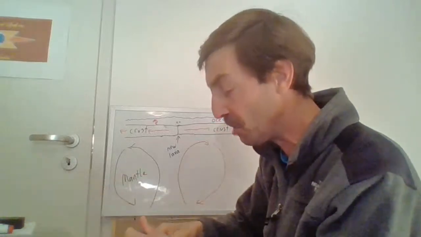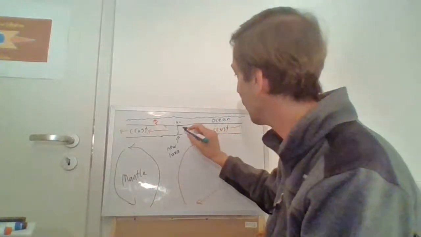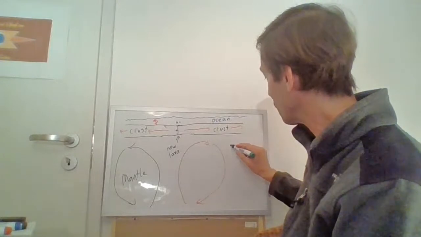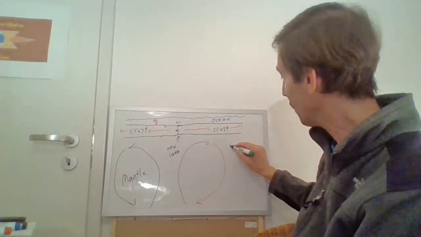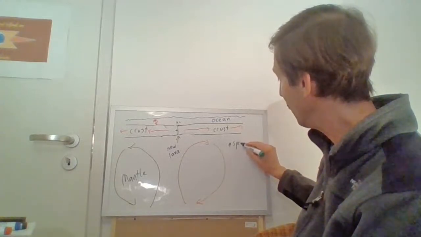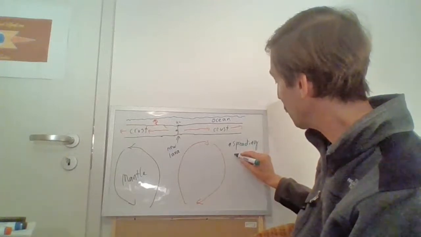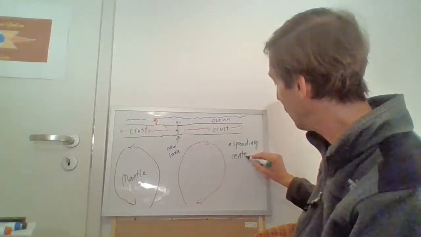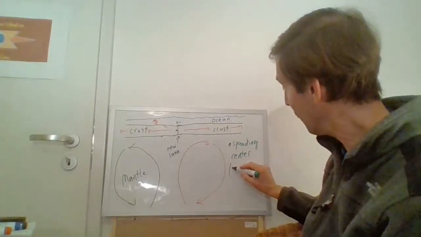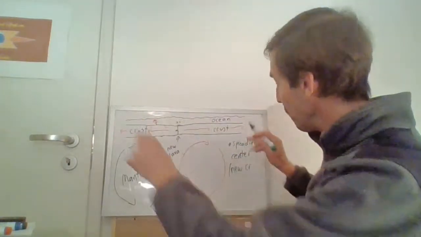So this spot has a special name, and I'm going to write it in green. Let's see if you can see over here. Yeah, you can. It's called the spreading center. And it's where new crust is formed, because the plates are moving away from each other.